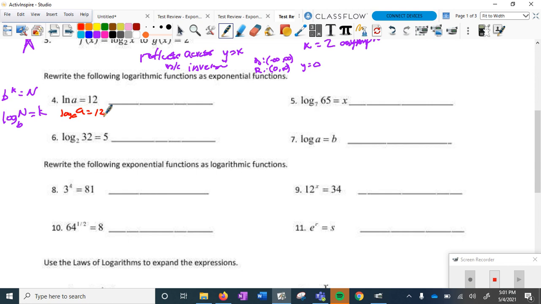So you're going to undo that by using an exponential base e. And that cancels out, so you end up with e to the 12th equals a as your exponential form. Again, we're going to take this and we're just going to change forms.